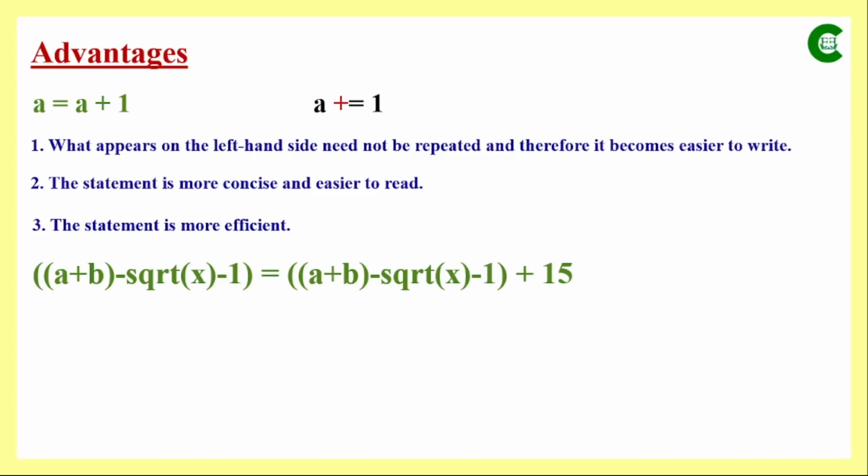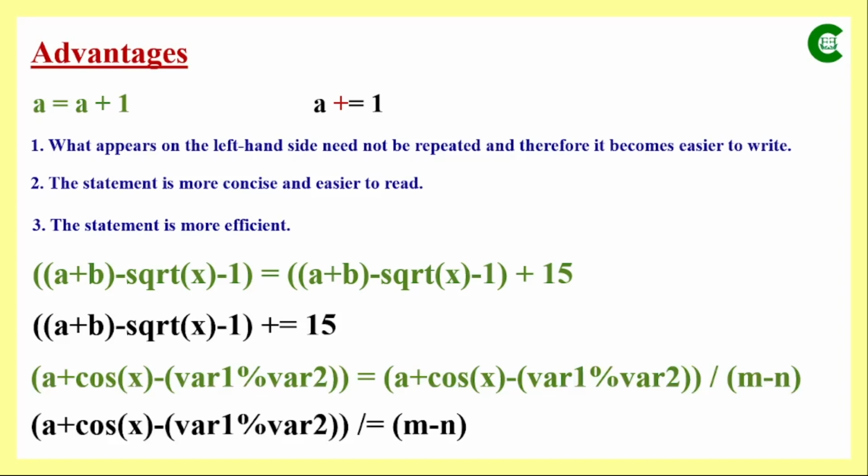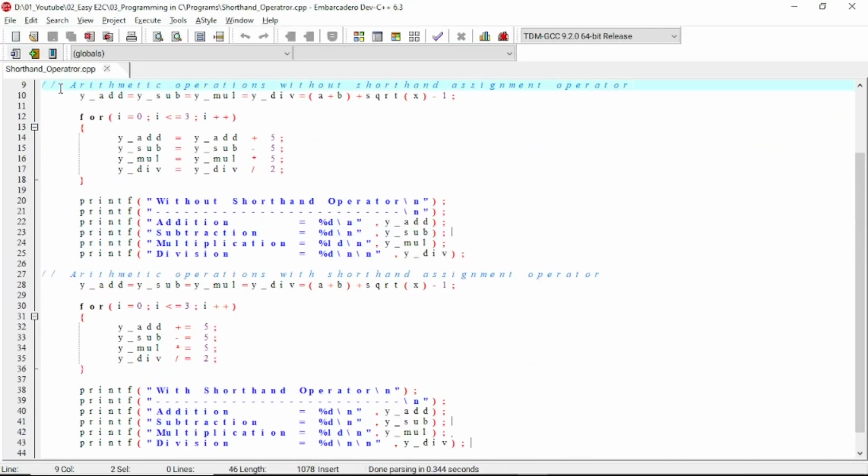Now in this example, instead of having a direct variable on the left side, we have an expression, and with that expression we are adding some constant value. After evaluating this, we are assigning that final value to that expression. By using the shorthand assignment operator, this can be rewritten like this. Now we have another example with a more complicated expression, which can be rewritten by the shorthand assignment operator like this.